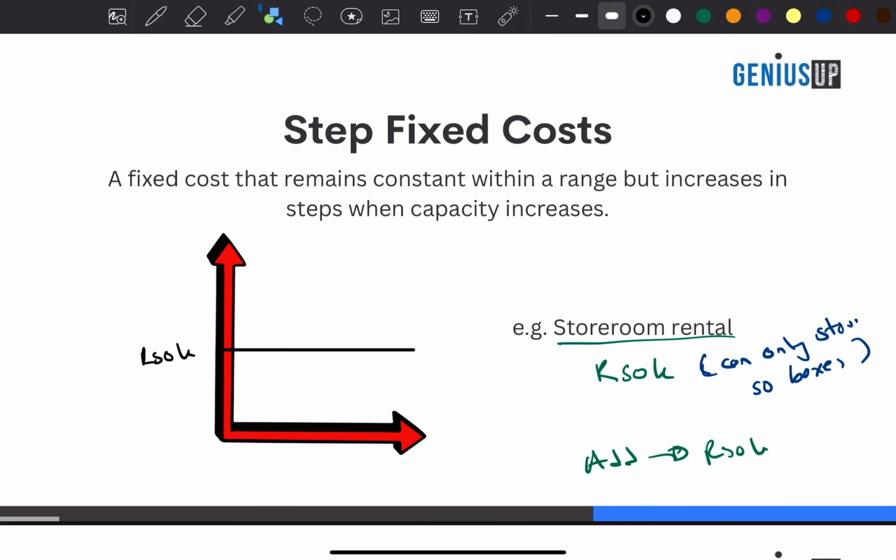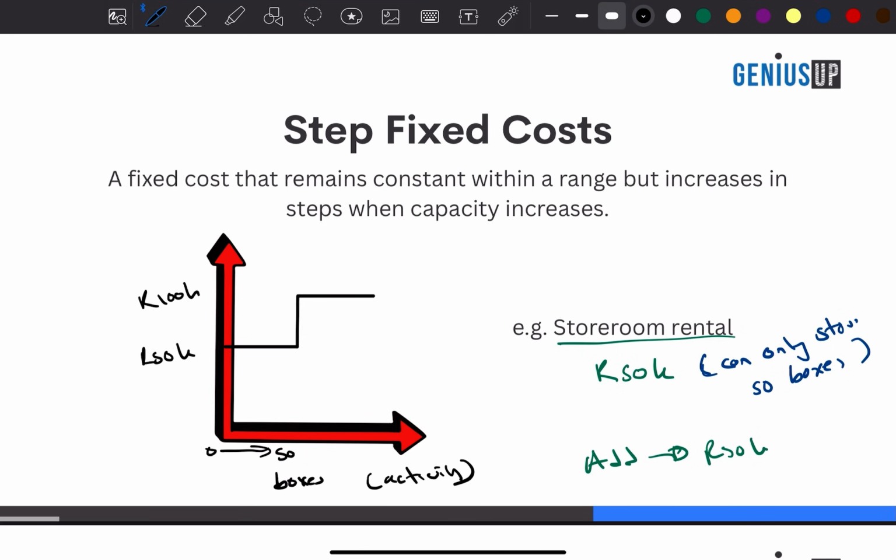And I'll just put a line here. No, I need to put it like this. So the idea is, as long as these are the boxes, in this case, which is the activity. So the activity is the boxes that you store. As long as your boxes are still below 50, you're paying 50,000. However, once you go above 50, now you need to pay 100,000. Why? Because you need more storage, right? You need more room. So you need to rent out this additional storage.